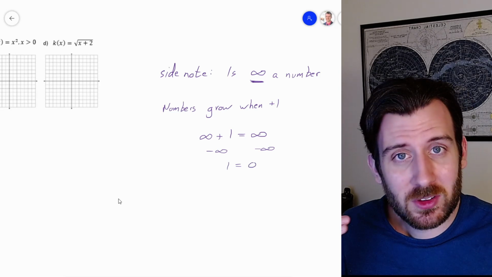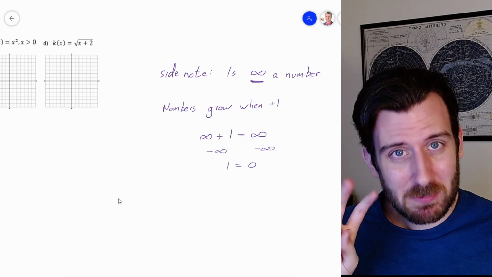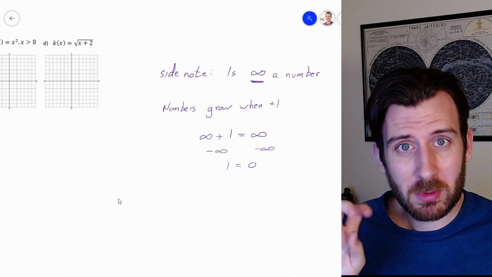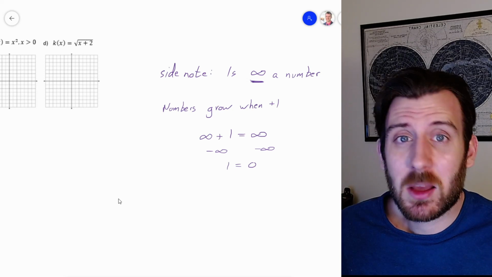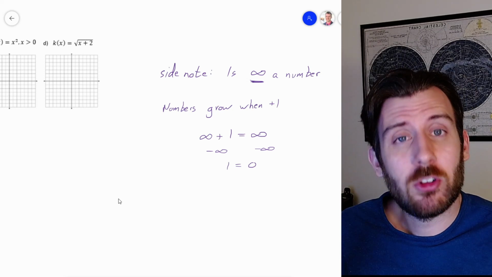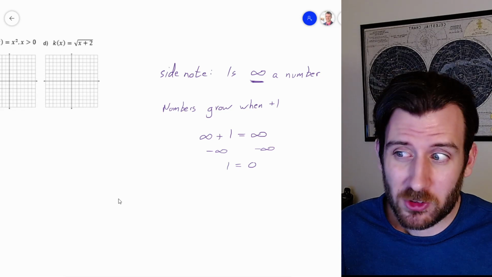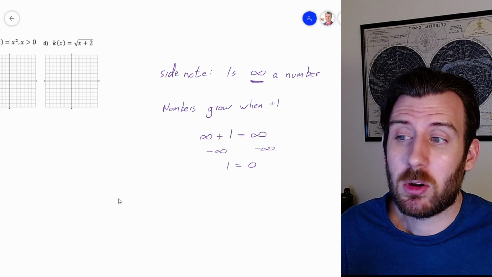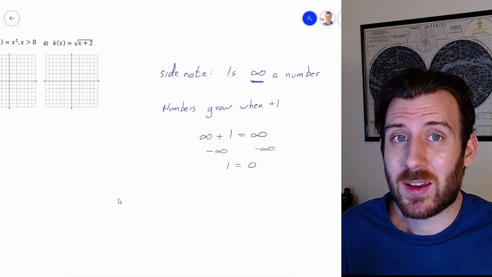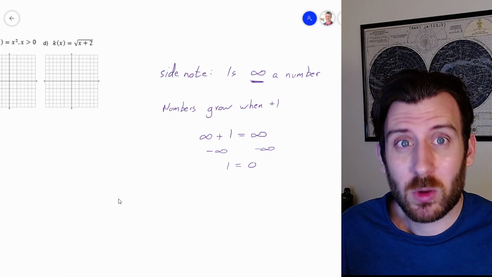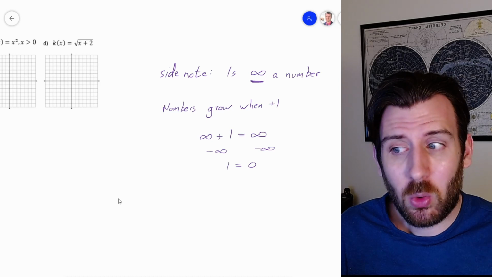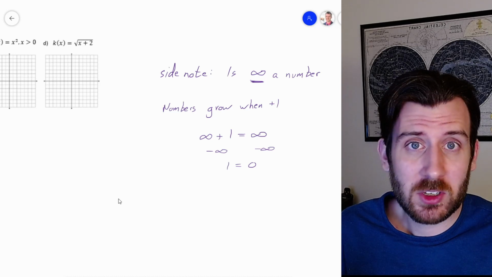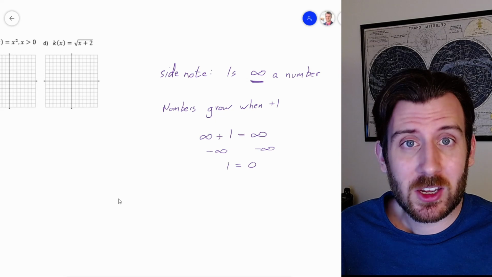So this is where the difficulty comes when you're talking about having a biggest number or a smallest number. Infinity and negative infinity, they're not numbers. They're ideas, they're stories, they're concepts, they're models, they're symbols. They're not numbers, because if you treat them like numbers, you'll get into a conflict where either you have to decide that numbers don't grow when you add 1 to them, or 1 is equal to 0. There's really no other way of getting around it.